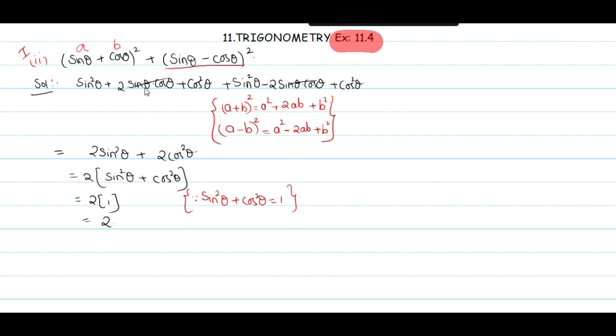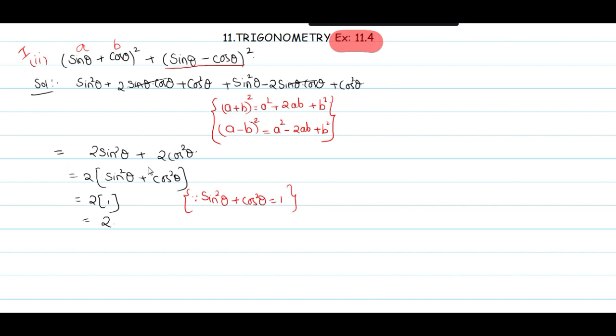As we have plus 2 sin theta cos theta and here minus 2 sin theta cos theta, these two will get cancelled, same term with opposite sign. Then what we are left with? Sin square theta plus sin square theta. As we have x plus x, that will be 2x. Similarly, sin square theta plus sin square theta will be 2 sin square theta, and cos square theta plus cos square theta will be 2 cos square theta.